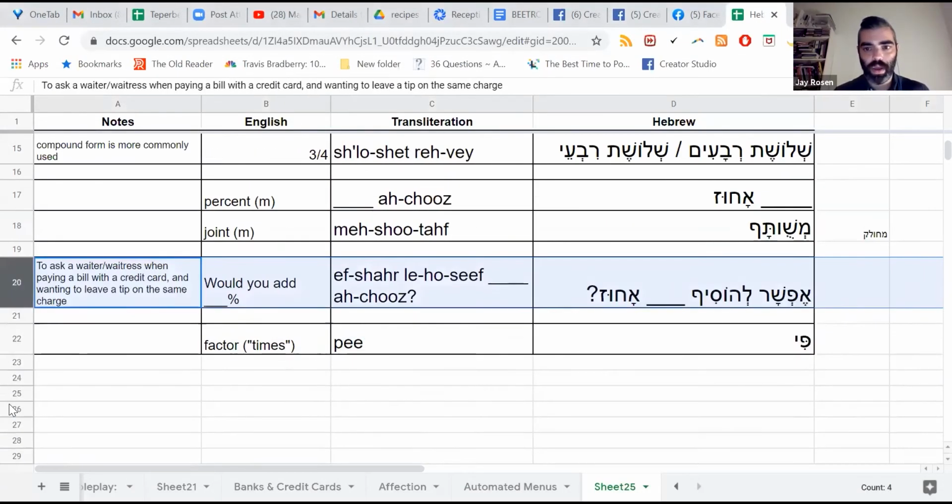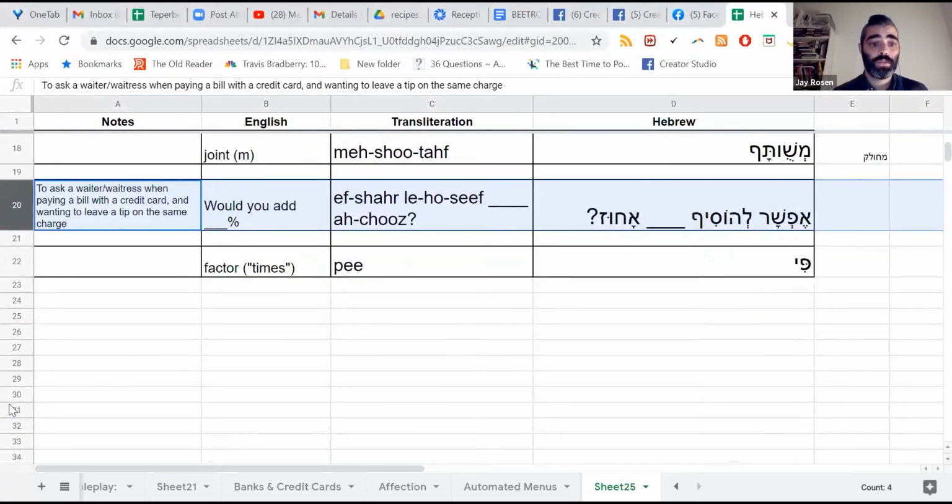Steve asked me to go over the achuz thing again. Okay, let me show you that. So this last sentence, row 20 here, right? Efshar or efshal, depending on if you can say the resh. Lehosif, blank. In Hebrew, when we want to say blank, we say x. So efshar lehosif x achuz or achuzim. Okay, efshar lehosif x achuz or efshar lehosif x achuzim.